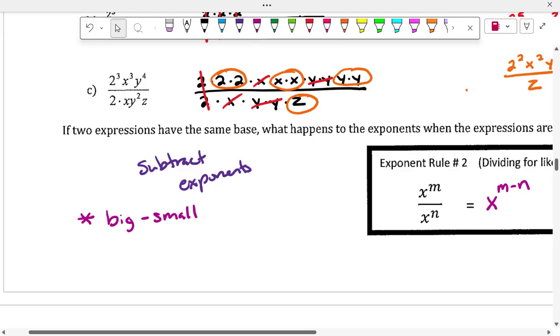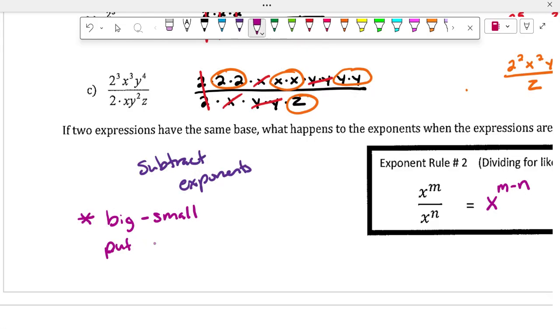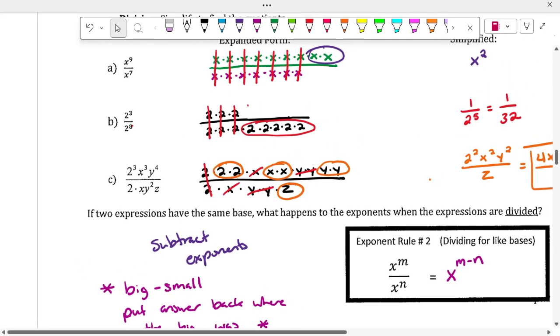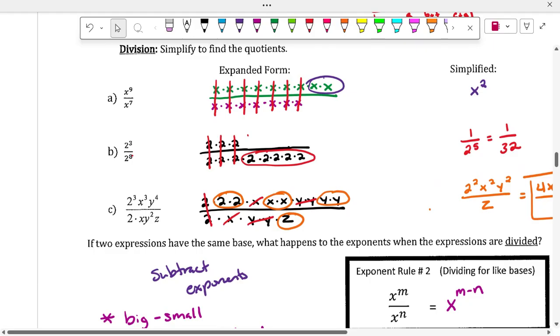And then put the answer back where the big was. So for example, if you look at letter A, if I did big minus small, it would have been 9 minus 7. So the x squared would go back into the numerator because that's where the 9 was. Or if you look at B, if I did big minus small, it'd be 8 minus 3, which is 5. Since the 8 is the bigger, the 2 to the 5th power goes back in the denominator.